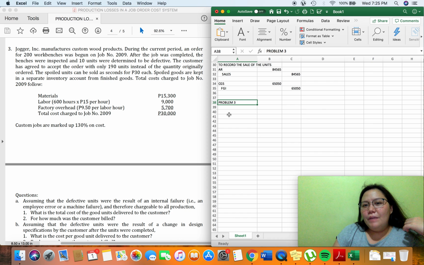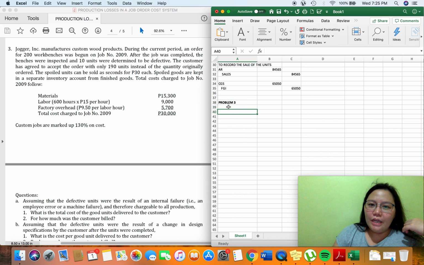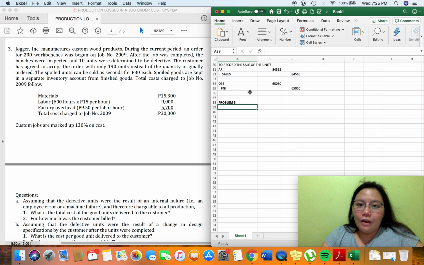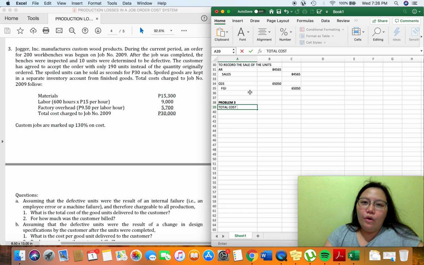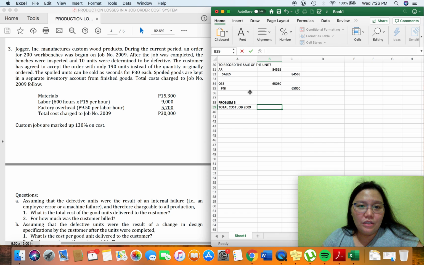Okay? So same steps, diba? Actually, in this problem, no need to compute for the total cost of the job kasi it is already given to us, diba? Total cost of job 2009. So, total cost of job 2009 is equal to 30,000.